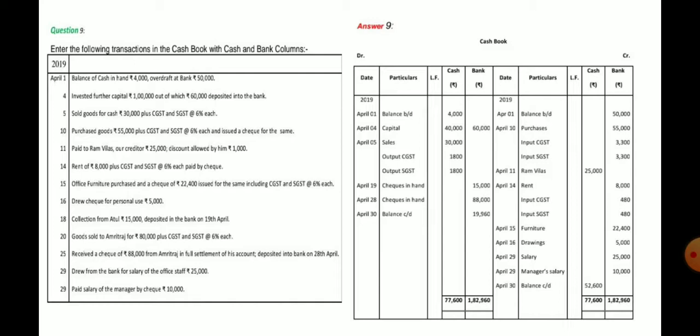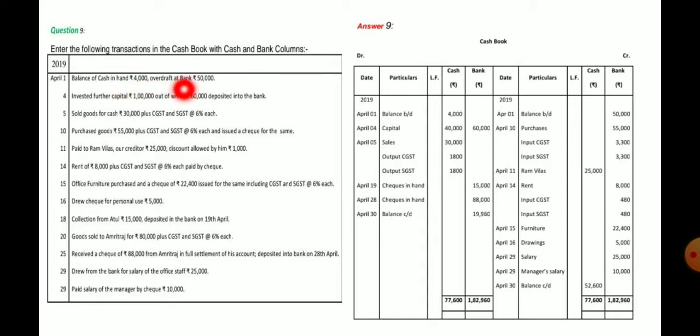So you have to prepare a two column cash book as the format is given here. First is date, particulars, LF, cash, bank, then date, particulars, LF, cash and bank. One side is the debit side and the other side is the credit side. Whatever money we receive will be recorded on the debit side and whatever money goes out from the firm will be written on the credit side.